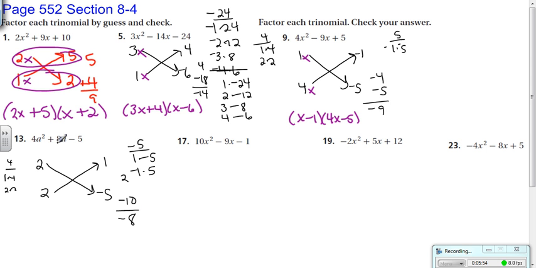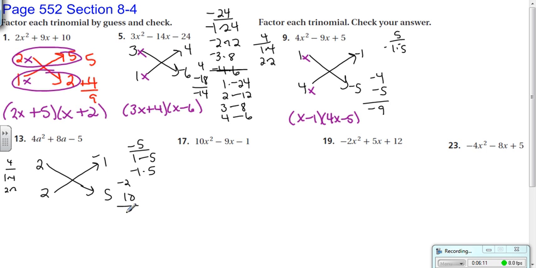So then when I multiply, I get a positive 10. I get a negative 2. I add those, I get a positive 8. So that's it. So when I write my answer, put your x's in. So I've got 2x minus 1, and I have 2x plus 5.